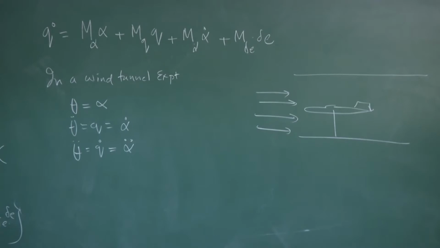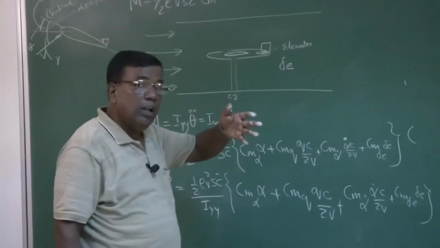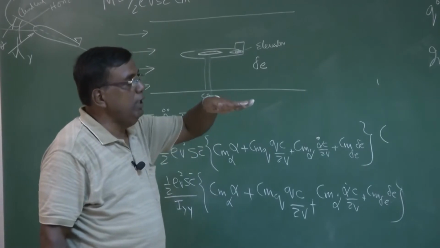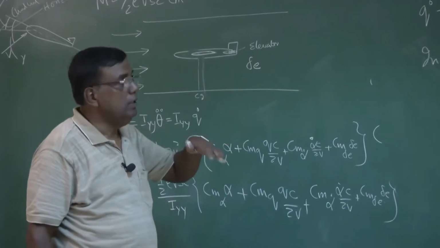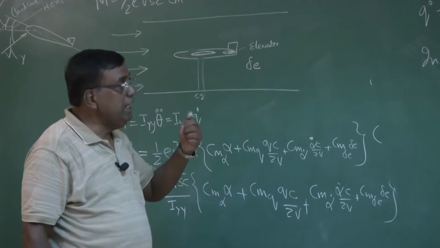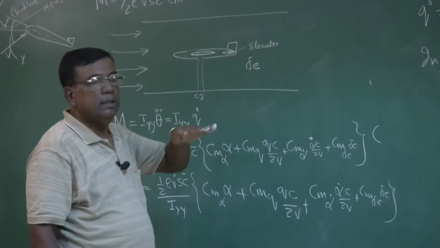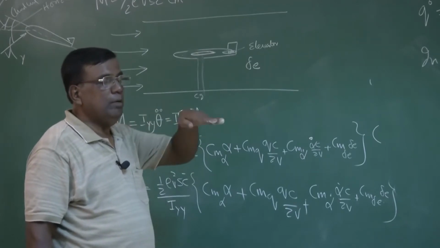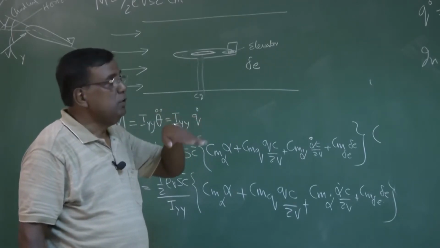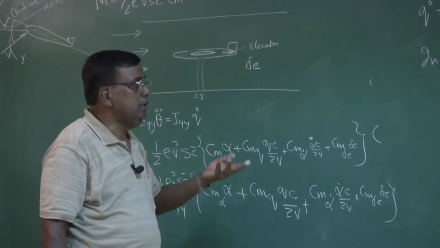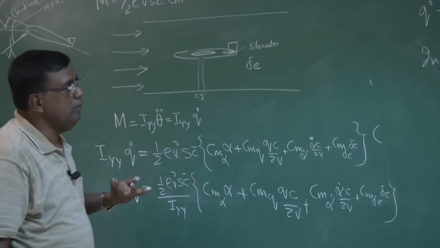This is clear? In a tunnel, in actual practice, what will happen for an airplane? If there is a disturbance, it will not only do this, but also will change the height because there is a lift force, allowed to move. But here, because it is having only 1 degree of freedom, it can only do this. So the velocity vector, the flight path angle gamma, remains constant. So theta equal to alpha, theta dot equal to q equal to alpha dot, and theta double dot equal to q dot equal to alpha double dot.